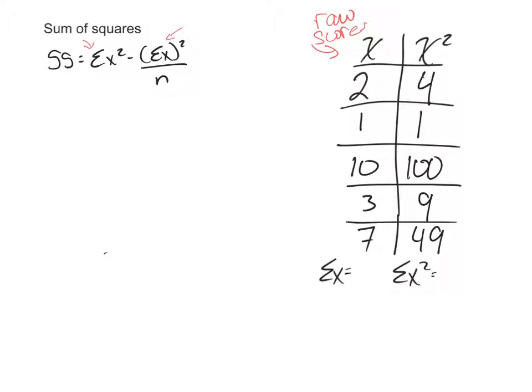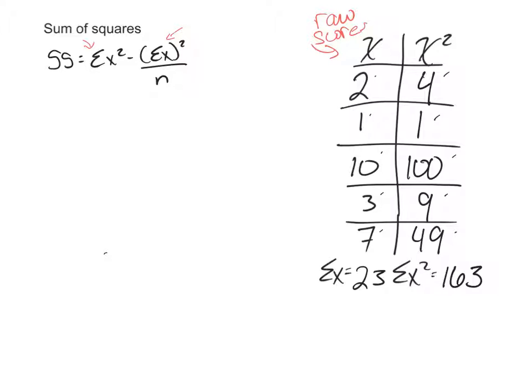So sum of x, when I add up 2 and 1 and 10 and 3 and 7, I get 23. Same thing for my sum of x squared. I sum up or add all of my x squareds. So I add up 4 and 1 and 100 and 9 and 49, and I get 163.